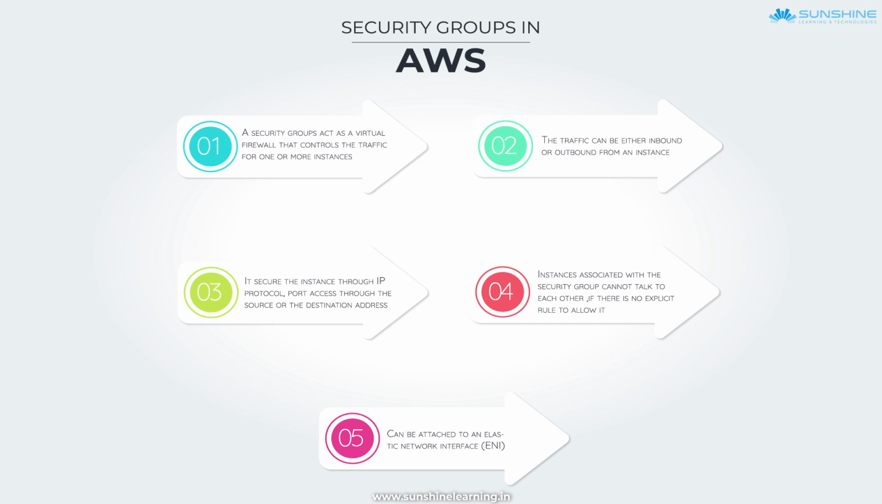It also secures the instance through IP protocol port access, through the source or the destination address. So we can modify it, we can customize it, and you'll see that in the lab activity. Instances associated with the security group cannot talk to each other if there is no explicit rule to allow it. And these security groups can also be attached to elastic network interfaces. Now, what are elastic network interfaces? I'll tell you about that in the lab demo only.